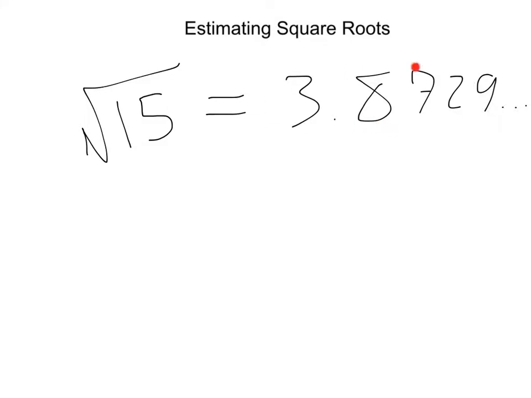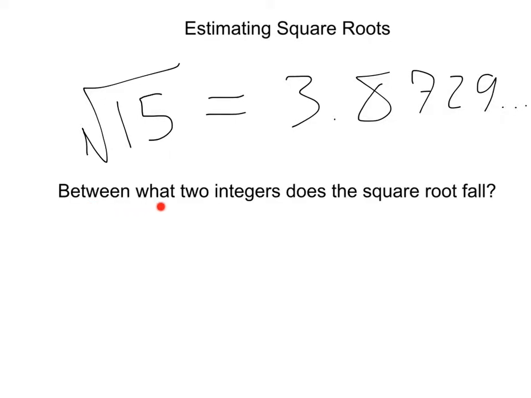How was I supposed to know that 3.8729... times 3.8729... equals 15? Well, I probably wouldn't know. So what we can do when we have these cases is estimate the values. You're going to have some problems that give you a question like this: between what two integers does the square root fall?